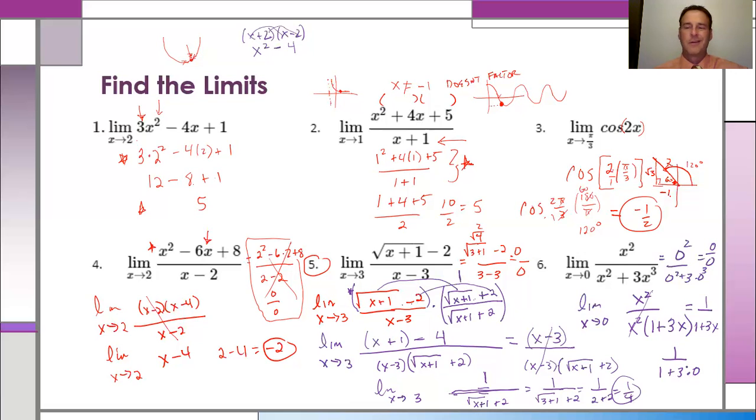Okay. And again, you could really leave it like this on an AP test. But 1 over 1 plus 3 times 0, this bottom piece just gives you a 1. So the answer is 1.